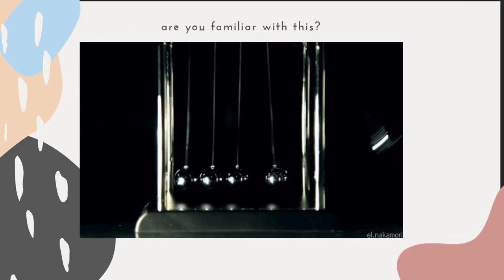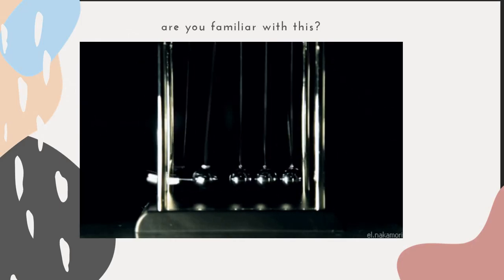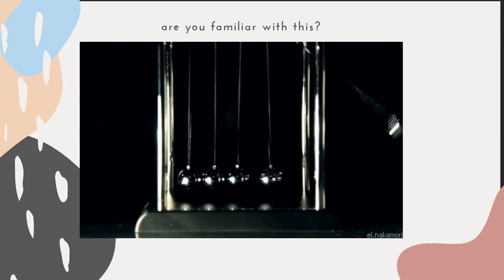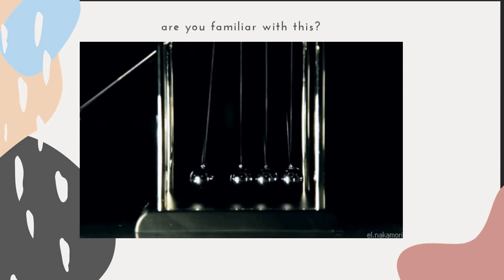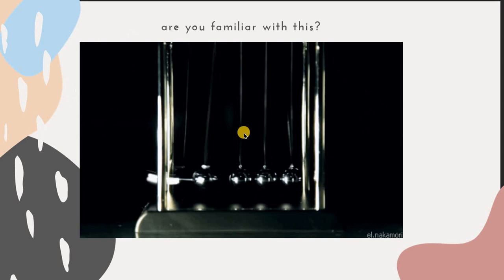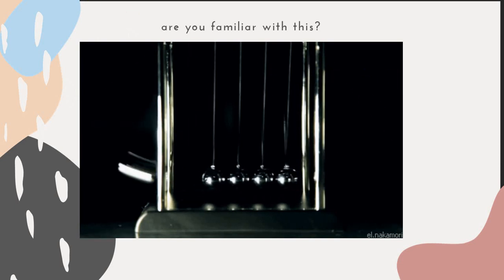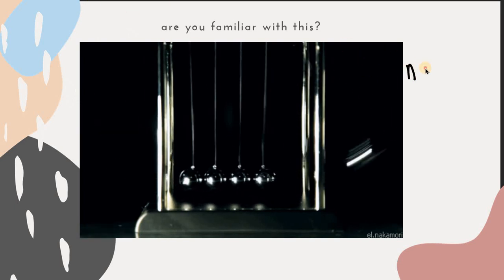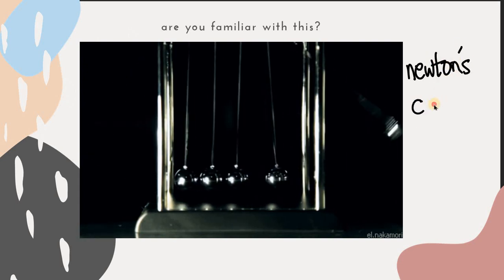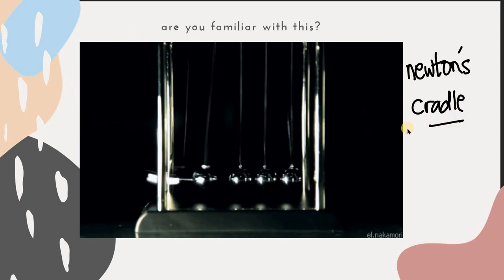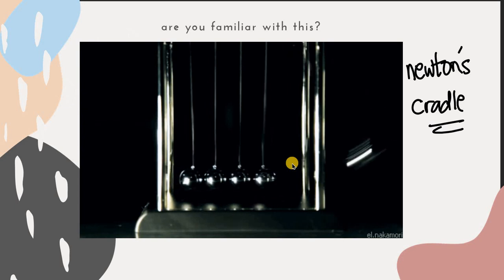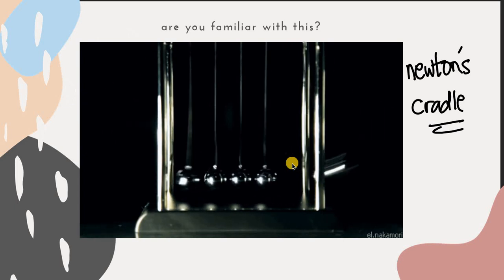Are you familiar with this object? Some of you might say this is a pendulum. When we say pendulum, we have the bob with the string, but this one has several bobs, and this is called Newton's cradle. This is an instrument used to demonstrate conservation of momentum. We'll go back to this later.